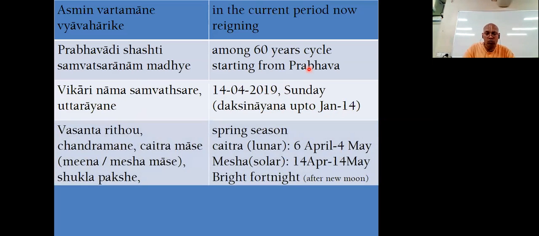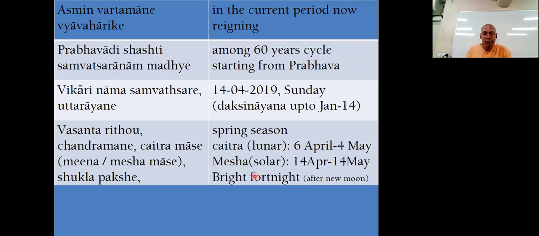So Vasanta Rutau. During this time the spring season is there. The Vasanta Rutu is going on. According to Chandramana, it is Chaitra Masa. The Chaitra month started on 6th April and will last all the way up to 4th May. So 14th April is in Chaitra Mas.